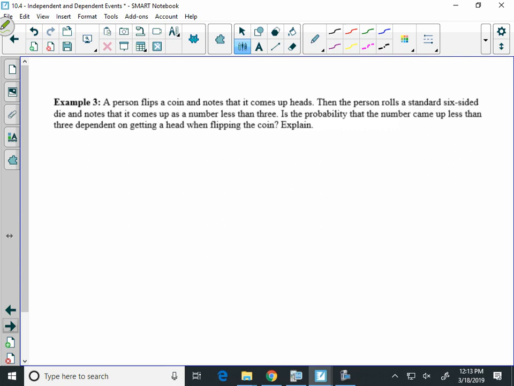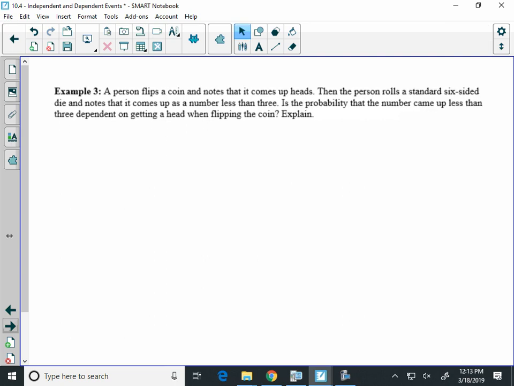So take a look at 3. A person flips a coin and notes that it comes up heads. Then a person rolls a standard 6-sided die and notes that it comes up as a number less than 3. Is the probability that the number came up less than 3 dependent on getting a heads when flipping the coin? What do you think? Are these independent of each other or dependent of each other? Independent, yeah. These are independent events.